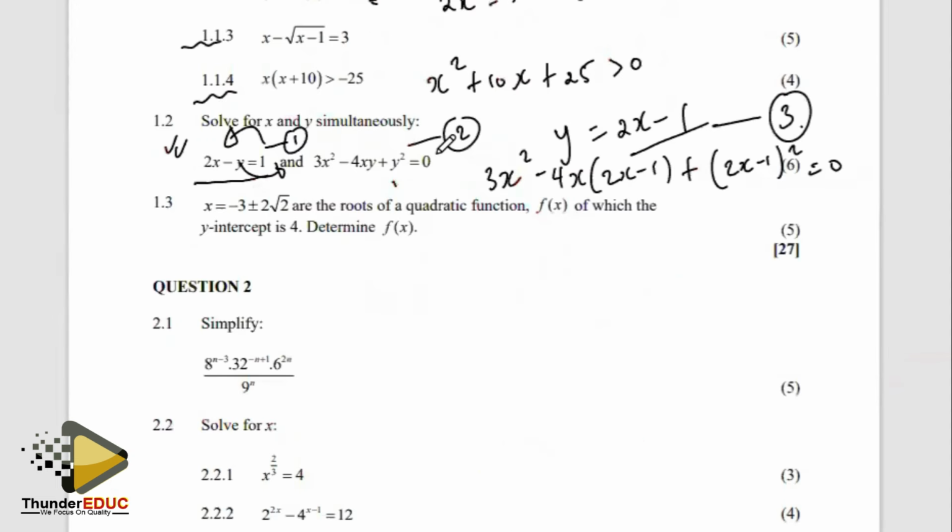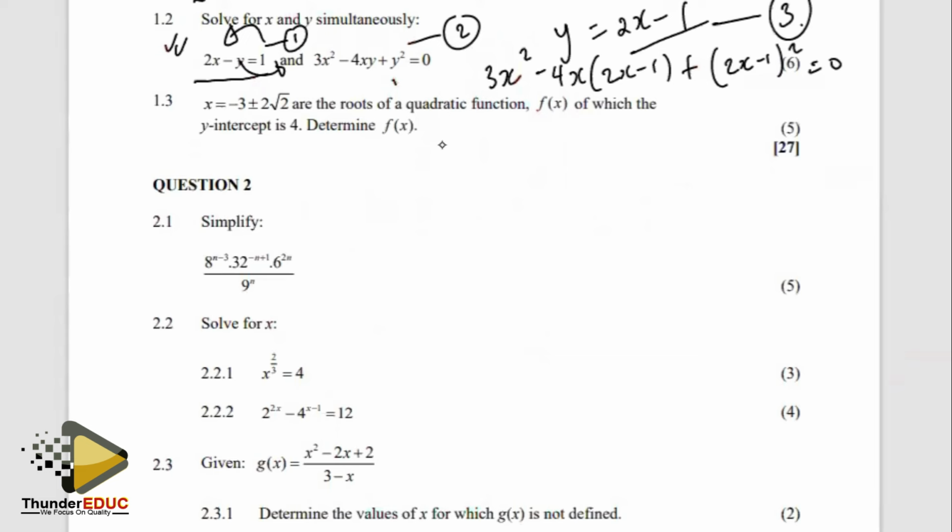Okay, so that is how a question on simultaneous equations could be asked. Sometimes they can give you such, and then they ask for the ratio of probably x to y or m to n and so on and so forth. It's just the same approach.